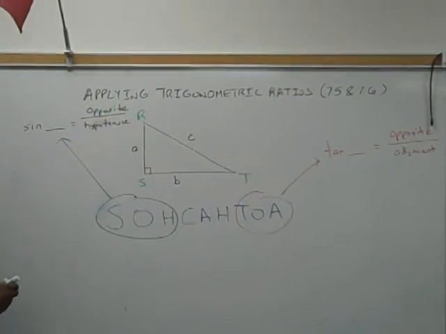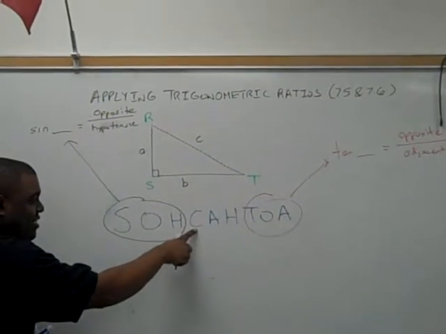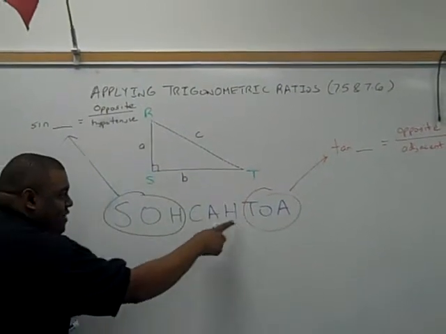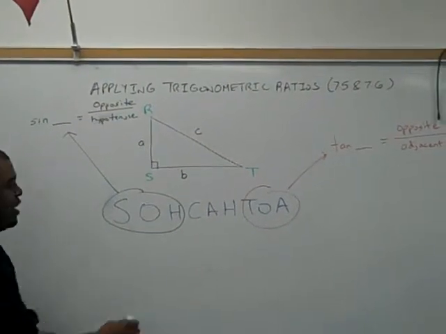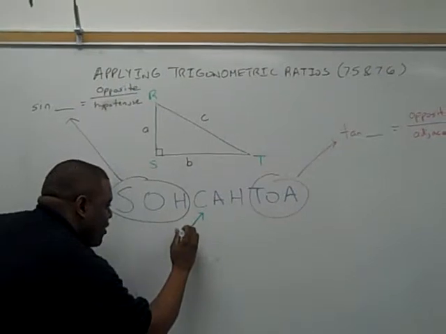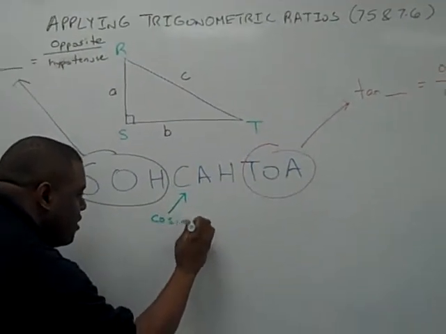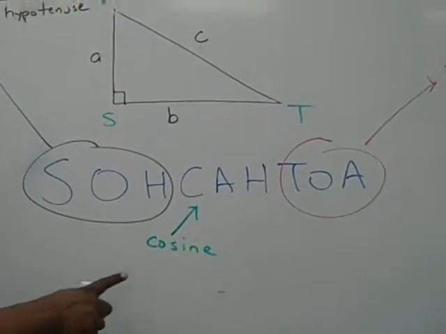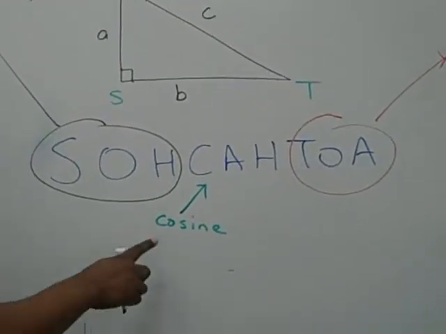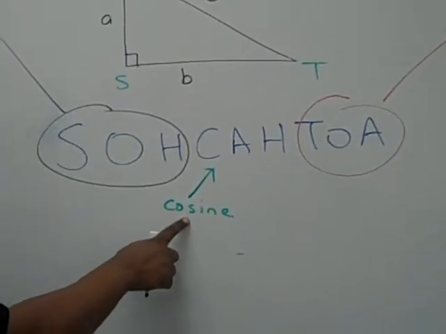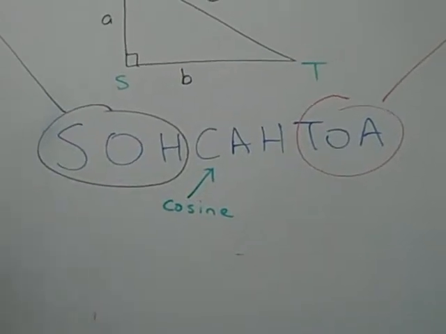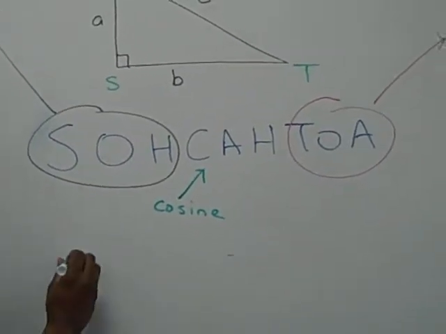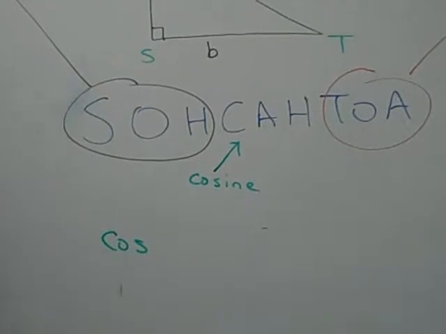Okay, now let's talk about the C, because we've already talked about the S and the T in our SOHCAHTOA word. The C again, of course, is called the cosine. All right? And on your calculator, you'll see the word COS, or in your book even, for shorthand for this word. And we can say cos or something like that if you want.